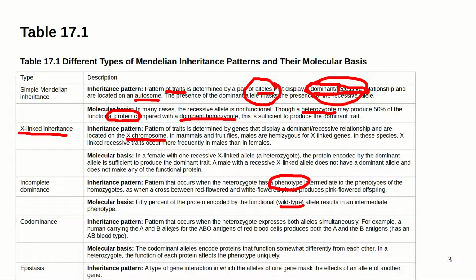All right, now then we have inheritance pattern. I'm going to skip that for now. We will get to it. It has to do with blood groups and a particular type of genetics, and we have to talk a little bit more about it.